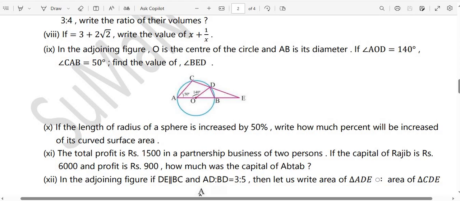Question number 10. If the length of the radius of a sphere is increased by 50%, write by how many percent its curved surface area will increase.